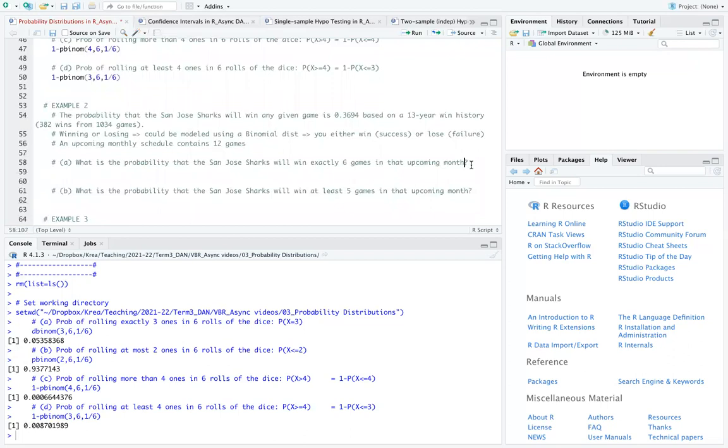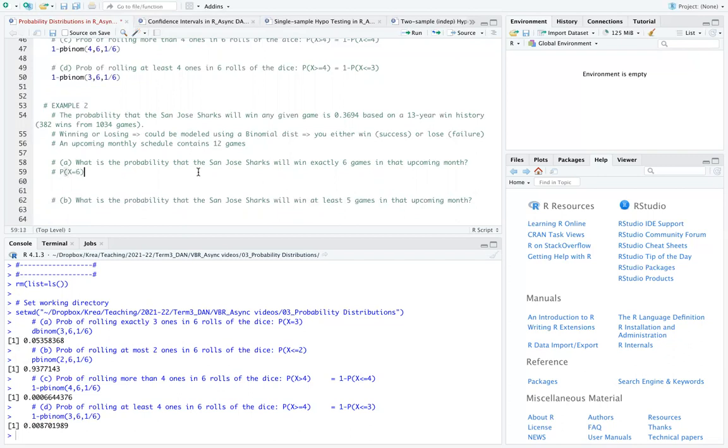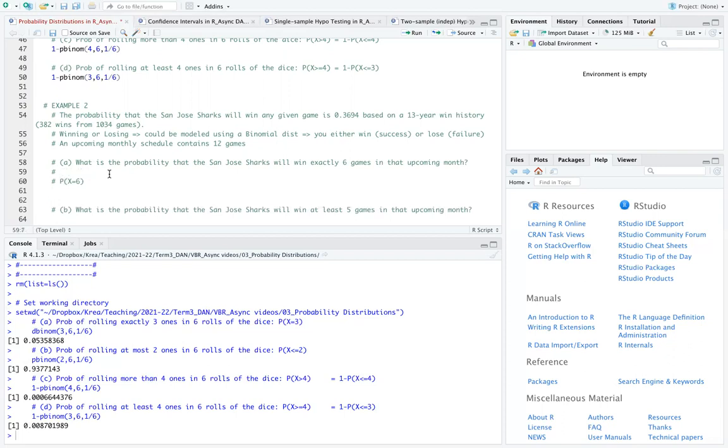So we are essentially looking for P of X being exactly equal to 6. So we are looking at 6 wins in 12 games. And we are given that the probability of winning a game is 0.3694. And because this number seems to come from historical records, we can assume that this probability of winning is constant in every single game. So we have our data here, right? The number of trials is going to be 12, which is 12 matches, and the probability of success is 0.3694. Now we're ready to solve the problem.